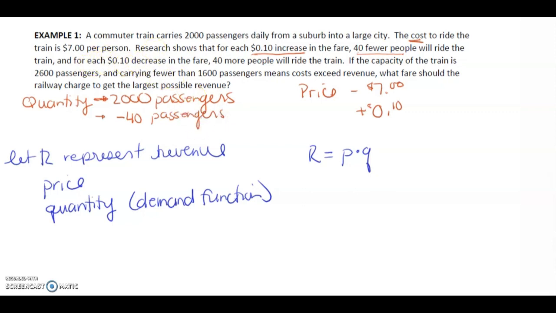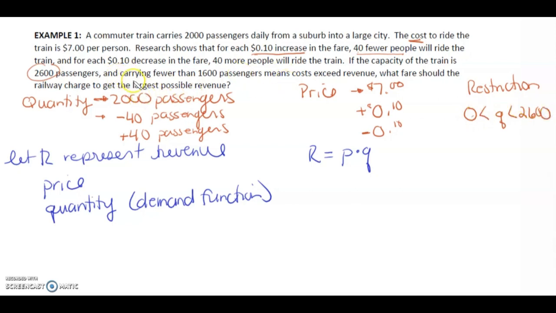But for every 10-cent decrease, negative 0.10, I'm going to turn this also into an arrow, then we add 40 passengers. So those go hand in hand. 40 more people will ride the train. If the capacity of the train is 2,600 passengers, what this tells us is the domain. This is the restriction. The quantity is going to be between 0 and 2,600.